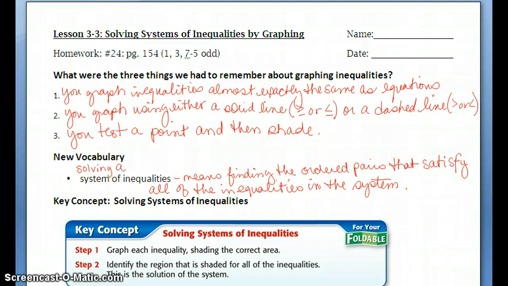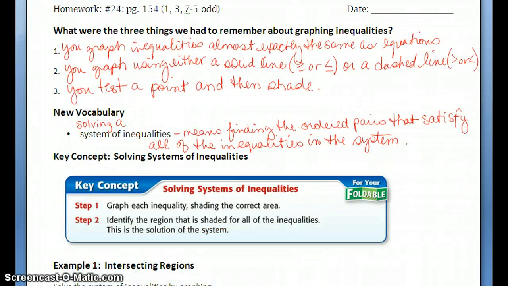And then you have new vocabulary. That new vocabulary has to do with solving a system of inequalities, which is what we're going to be doing in this lesson. And that means to find the ordered pairs that satisfy all of the inequalities in the system. So the key concept in solving systems of inequalities is done in two steps. Step one, you'll graph each inequality, shading the correct area. Step two, you're going to identify the region that is shaded for all of the inequalities. This is the solution of the system.